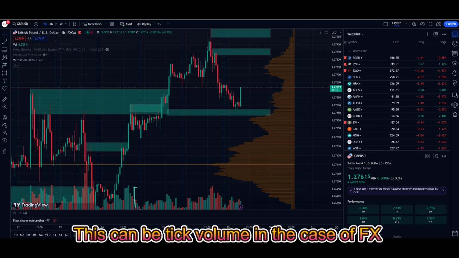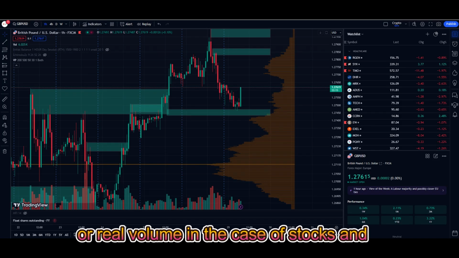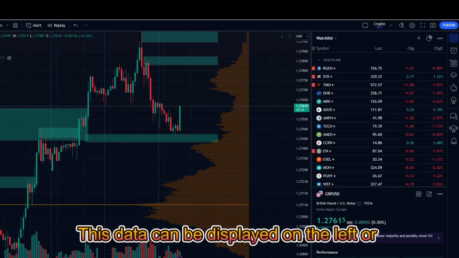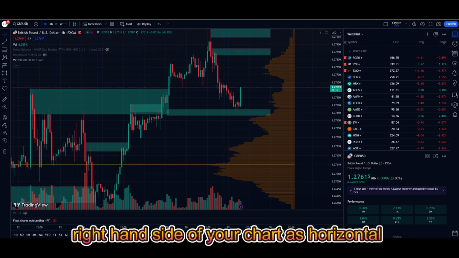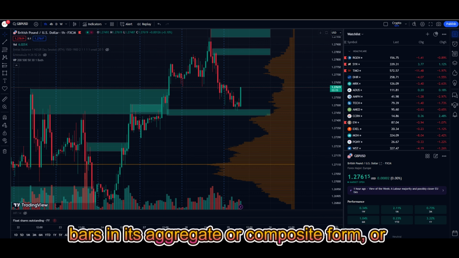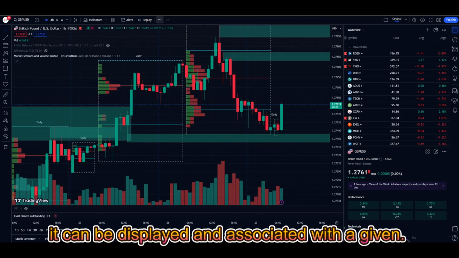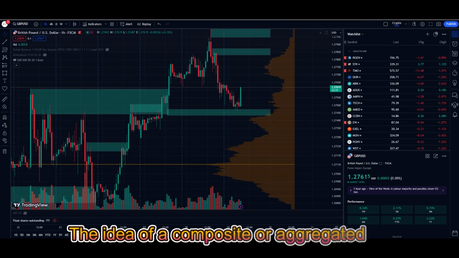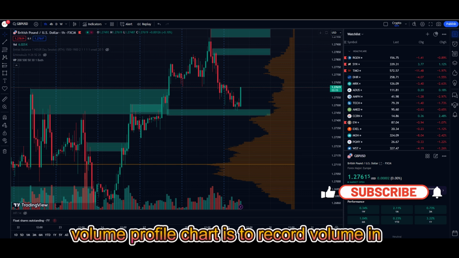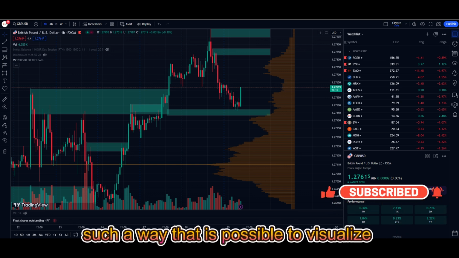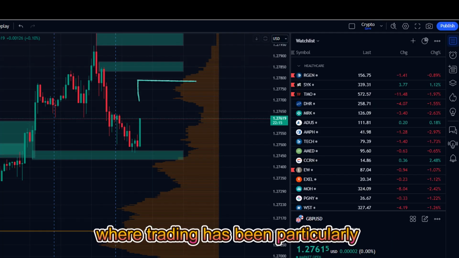Volume profile is a data profile that is developed from any kind of volume source. This can be tick volume in the case of FX or real volume in the case of stocks and CME futures. This data can be displayed on the left or right hand side of your chart as horizontal bars in its aggregate or composite form, or it can be displayed and associated with a given period or day session. For example, the idea of a composite or aggregated volume profile chart is to record volume in such a way that it is possible to visualize where trading has been particularly concentrated.